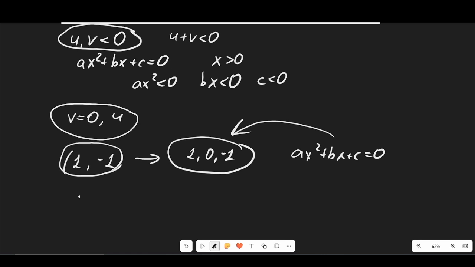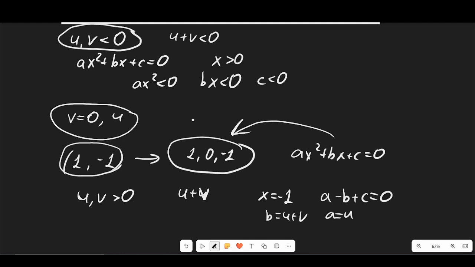For example, if we take u and v both positive numbers, we can take u plus v from them. Now we use the fact that if we take x equals negative 1, this is a minus b plus c equals 0. Instead of b, we can take u plus v, for a we can take u, and for c we can take v. And this means that if we are given u and v, we can generate negative 1.